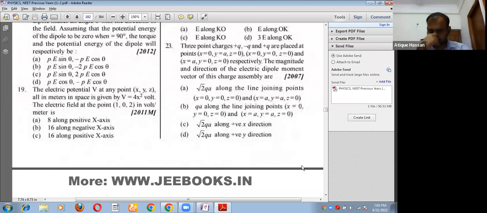Three point charges, plus Q, minus Q, and plus Q, are placed at the points 0, A, and Z equal to 0. Coordinates of the points are given. Then you have to find the magnitude and direction of the electric dipole moment vector of this charge assembly.